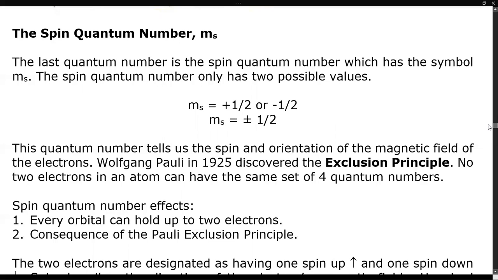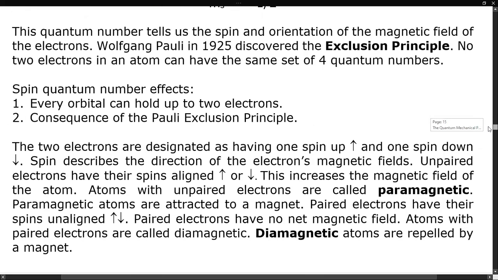And it distinguishes between the two. So 2 electrons per orbital. That's the consequence of Pauli's exclusion principle. Now, 2 electrons are designated as one having spin up, one having spin down. We indicate that with an upward pointing arrow and a downward pointing arrow when we draw our orbital diagrams. The spin describes the electron's magnetic field. Unpaired electrons would be either up or down, but they wouldn't be paired together.